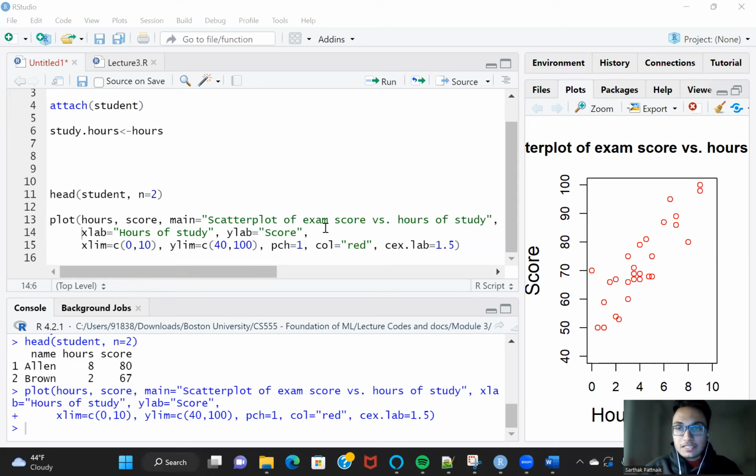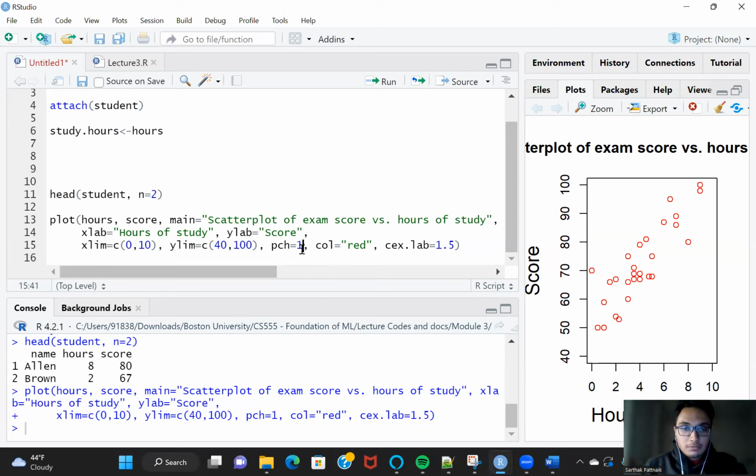This main attribute is basically the heading of the scatter plot. What does the scatter plot represent? xlab is going to be the x-axis description. ylab will be the y-axis description. xlim is basically the minimum and the maximum scale of the x-axis. ylim is the minimum and the maximum scale of the y-axis. pch basically determines how these points are going to appear. What is going to be the shape of the points?